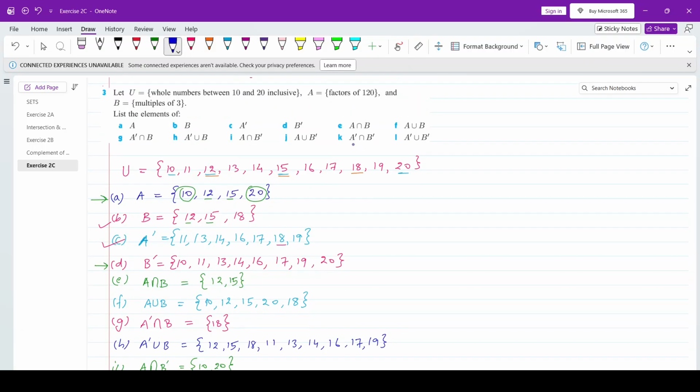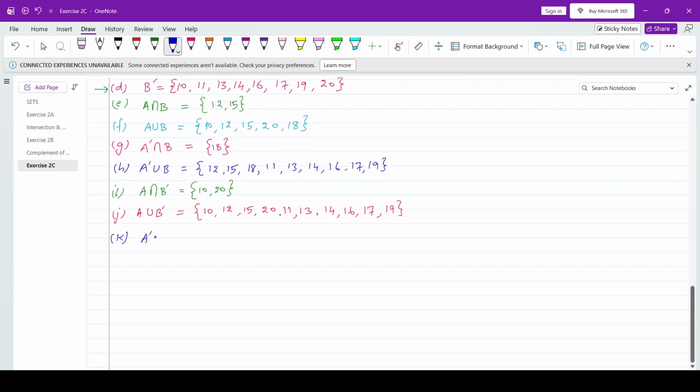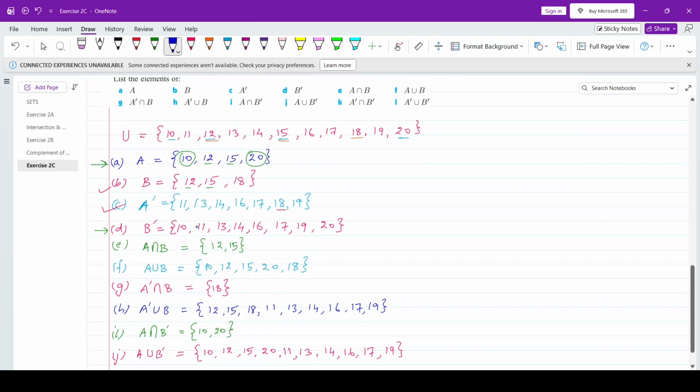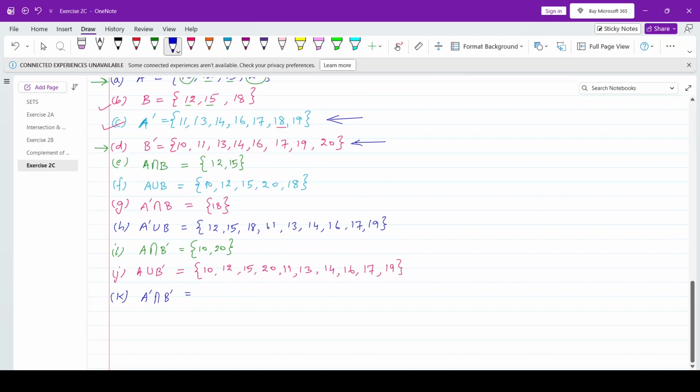So part K is A complement intersection B complement, or A prime intersection B prime. Now we know A prime is this one and B prime is this one. So what is the common part? 11, yes. 13, yes. 14, yes. 16, yes. 17, yes. 18, no. And 19. So 11, 13, 14, 16, 17, and 19.